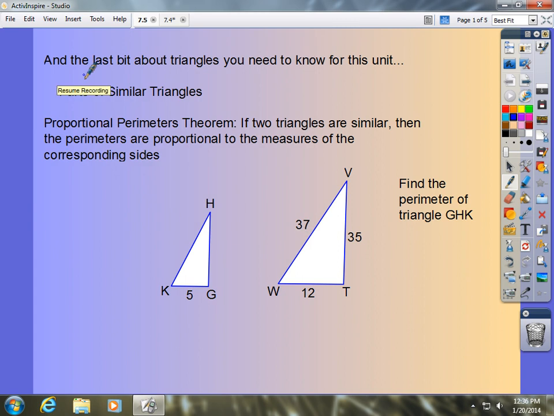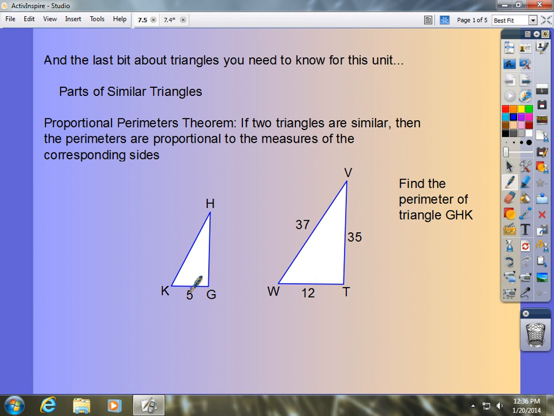Okay, and this is the last little bit about triangles that you will need to know for this unit, and it's all about the parts of similar triangles. Okay, proportional perimeters. It says that if two triangles are similar, then their perimeters are going to be proportional. All that means is that instead of setting up a side equals a side, we're going to set it up sides equal the perimeters.